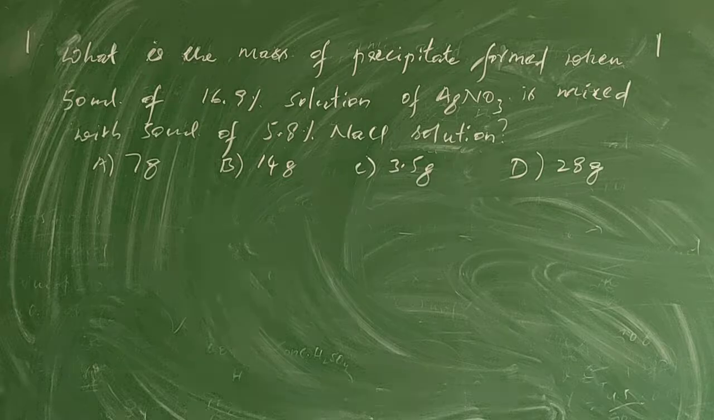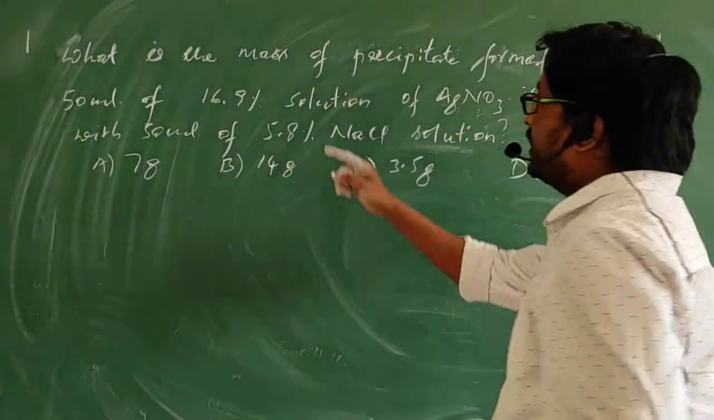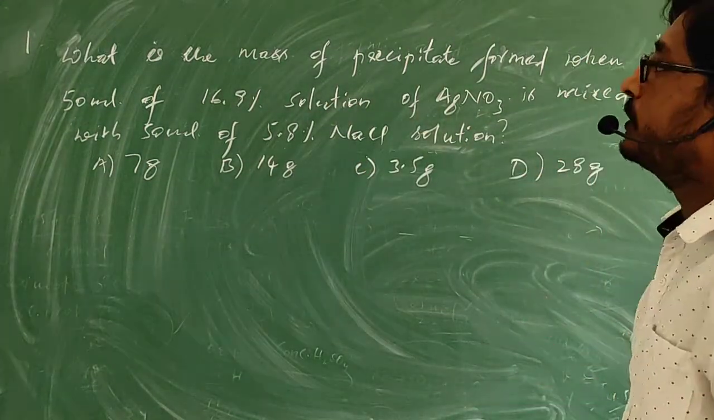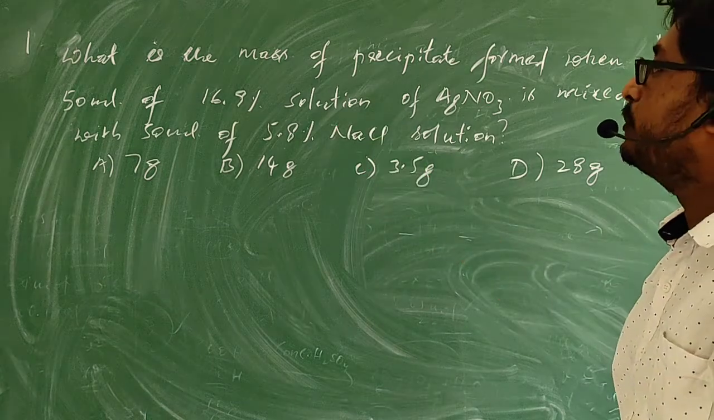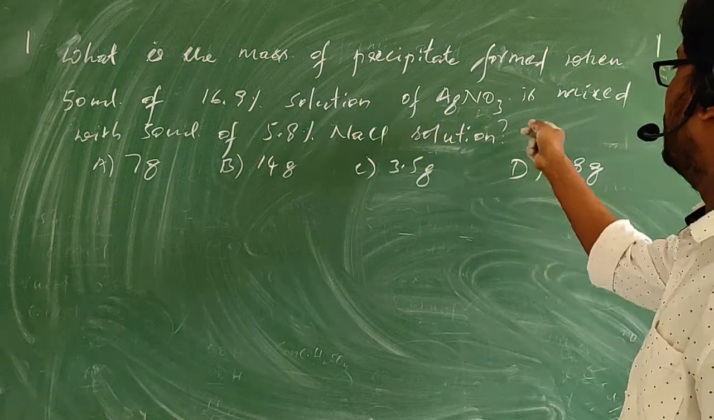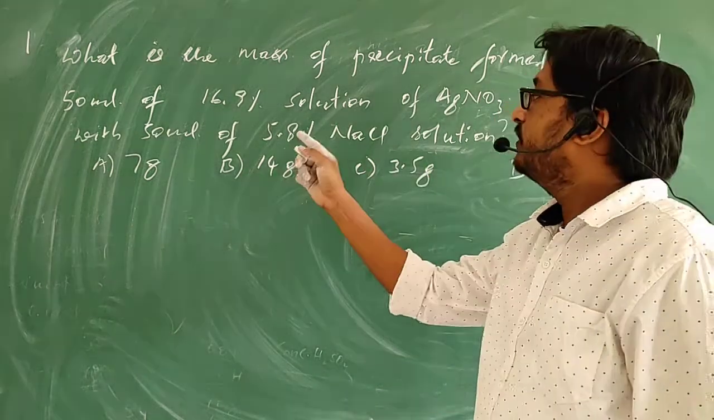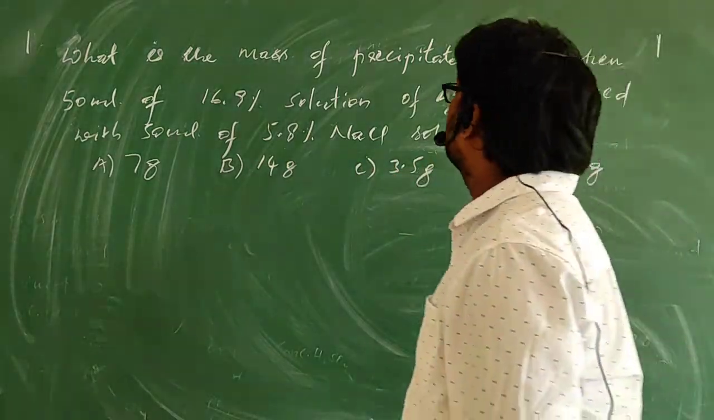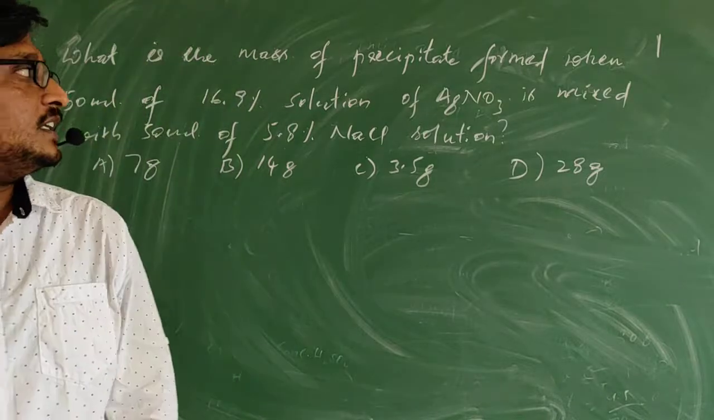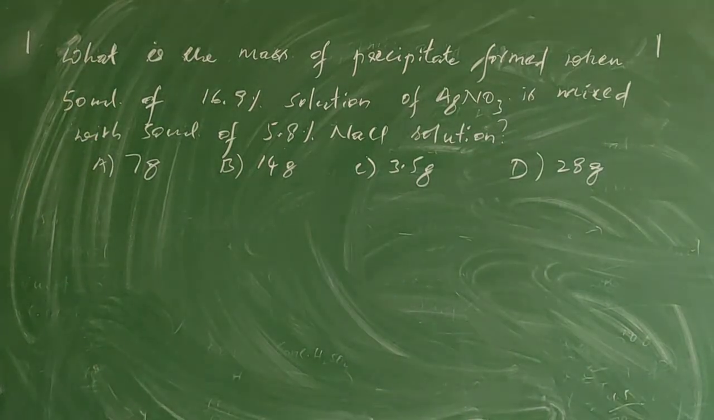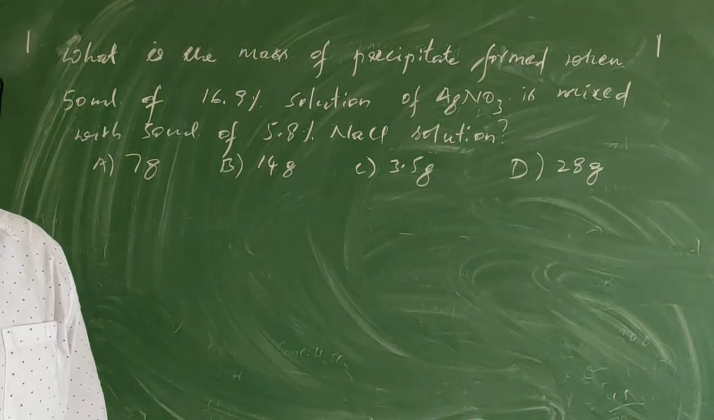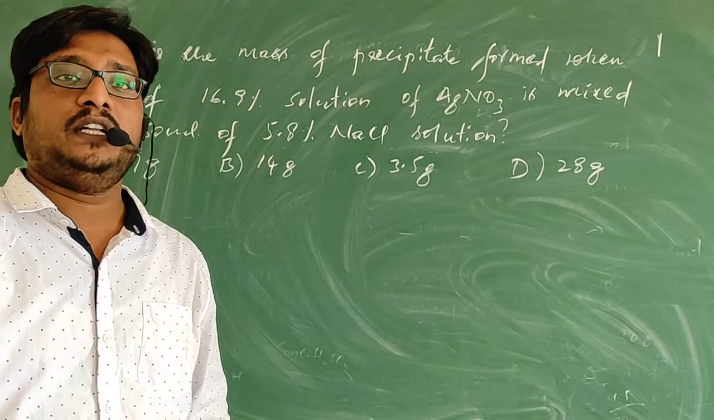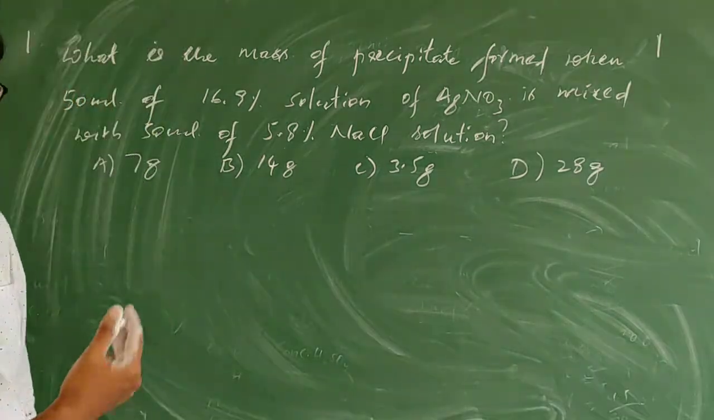Now let us see the next question. What is the mass of precipitate formed when 50 ml of 16.9% solution of silver nitrate is mixed with 50 ml of 5.8% sodium chloride solution? Overall, silver nitrate is reacting with sodium chloride to form a precipitate. So what is that precipitate? Let us make a reaction.